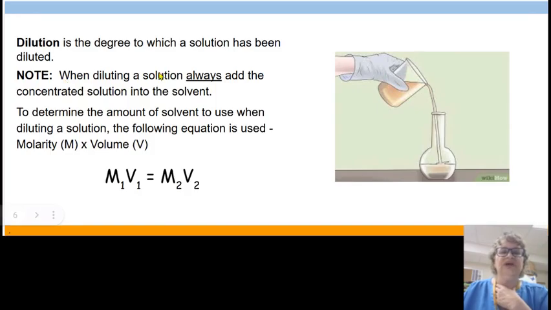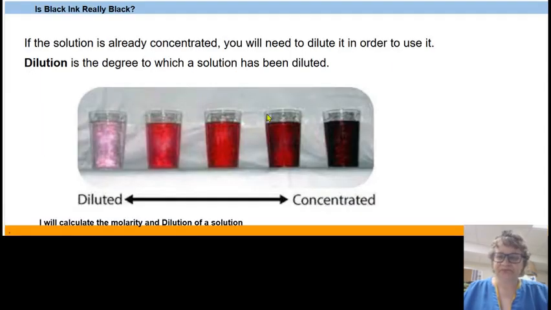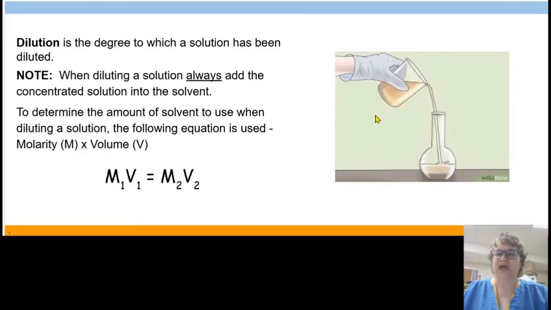When diluting a solution, always add the concentrated solution into the solvent. In other words, back here on this slide, if we wanted to dilute this, we would take our concentrated solution and pour that into a beaker, a flask, whatever, that contains solvent. So we're always adding to solvent as opposed to adding the solvent to it.